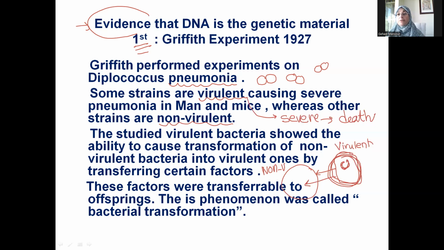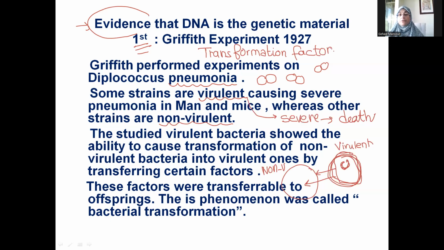So scientists coming after Griffith wanted to know what thing was transferred from the virulent bacteria to the non-virulent bacteria to transform it into a virulent one. Actually, that substance, which at that time was of unknown nature, was called a transformation factor. Whenever we don't know the nature of a substance, we call it a factor, just like Mendel called the alleles factors. Griffith called this substance a transformation factor.